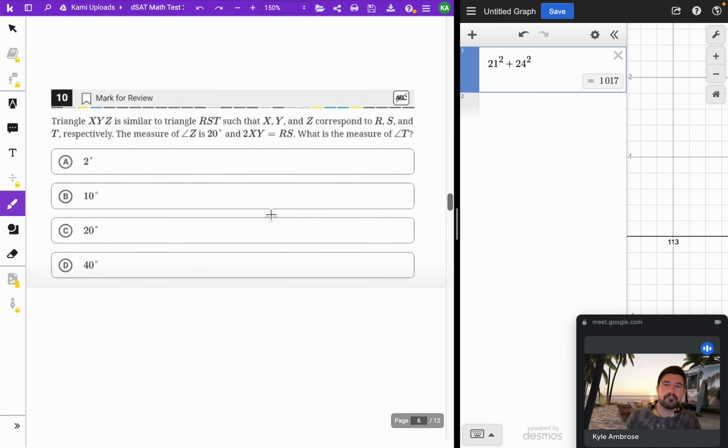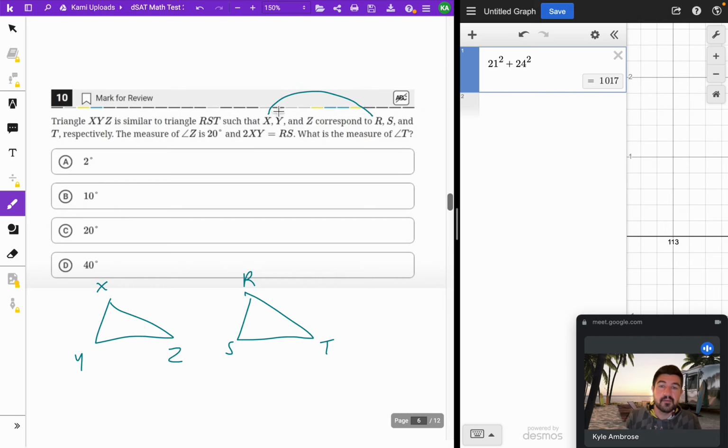Similar triangles. We've got two triangles. Let's see, maybe we could draw it out. I'm just gonna eyeball it or make up my own example. Let's say X, Y, Z, and R, S, T. Why do I have to do that order? It's because X corresponds to R, Y corresponds to S, etc., etc. So those angles have to match up in the picture.